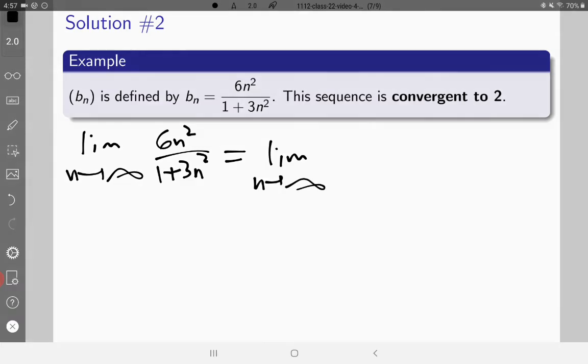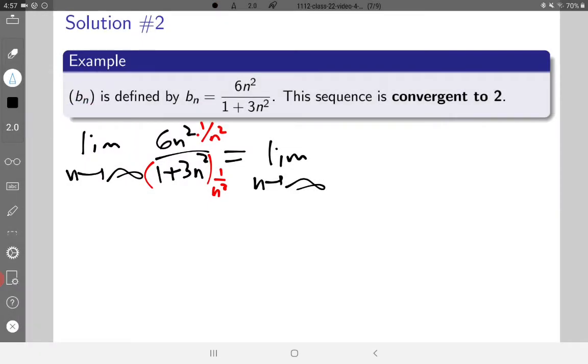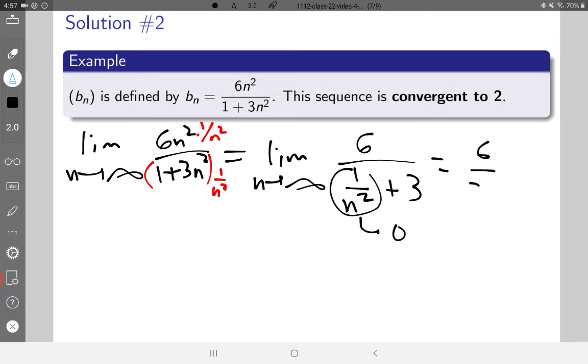What if I took the fraction that I'm dealing with and I multiplied in the top and the bottom by 1 over n squared? Why am I doing that? I picked 1 over n squared because n squared is the largest power that I see in the numerator. And so that's going to give me, instead, in the top 6 n squared over n squared, or 6. In the bottom, I'm going to have 1 over n squared plus 3. And as n goes to infinity, this part is going to shrink away to 0, and I'm going to be left with 6 over 3, or exactly 2.